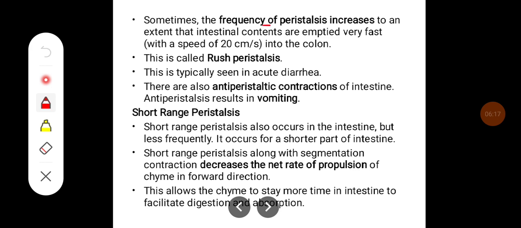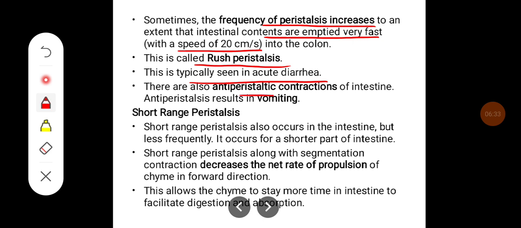Sometimes the frequency of peristalsis increases to an extent that intestinal contents are emptied very fast, with a speed of 20 centimeters per second, into the colon. So this is called rush peristalsis. This is typically seen with acute diarrhea.